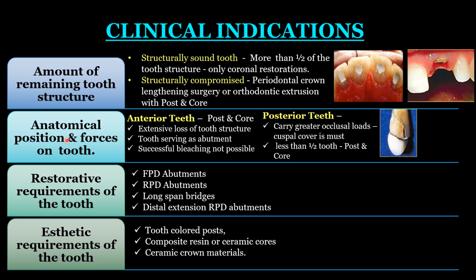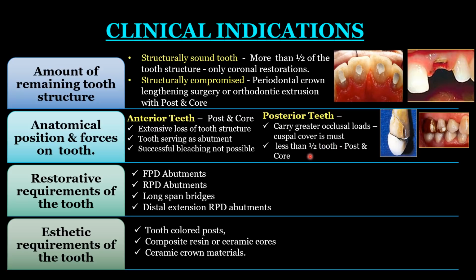Coming to the anatomical position, if we have sound anterior teeth, we don't give post and core. Only in conditions where there is extensive loss of tooth structure, where the tooth is serving as an abutment, or where successful bleaching is not possible, we go for post and core with crown. While the posterior teeth are more susceptible to fracture because of the greater loading and they are closer to the muscles of mastication. So the tooth should always receive the crown in the posterior. That means cuspal coverage is a must.